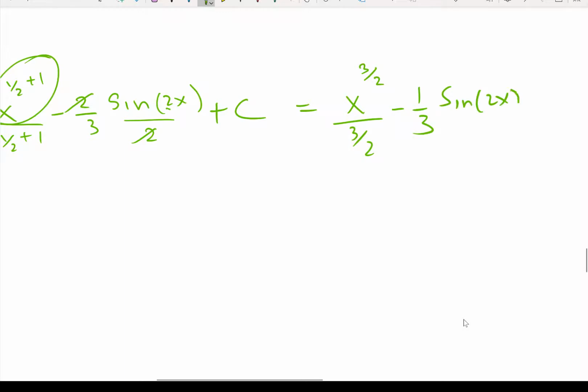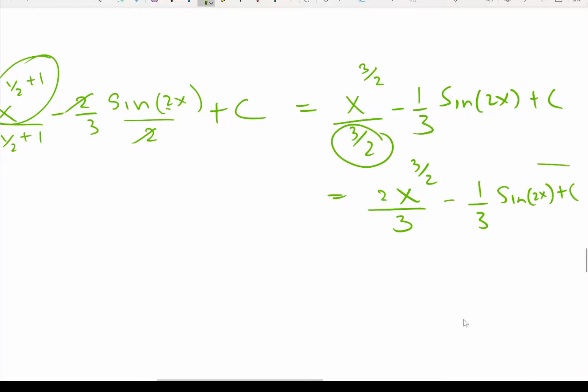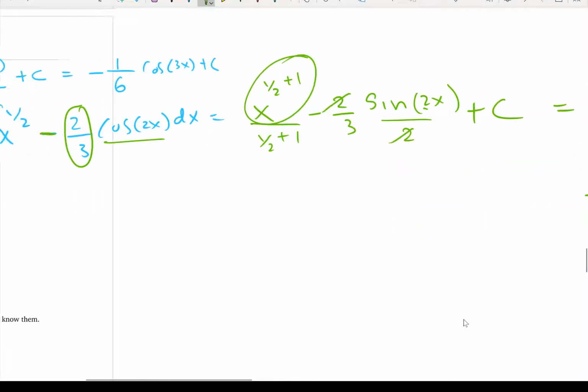sine 2x plus c. Okay, so x to the 3 over 2, by reciprocal multiplication you can write it as 2 over 3. Take the reciprocal of 3 over 2 and use multiplication, right? We discussed that in one of our previous videos, and this is the answer. Okay, let's do more problems.